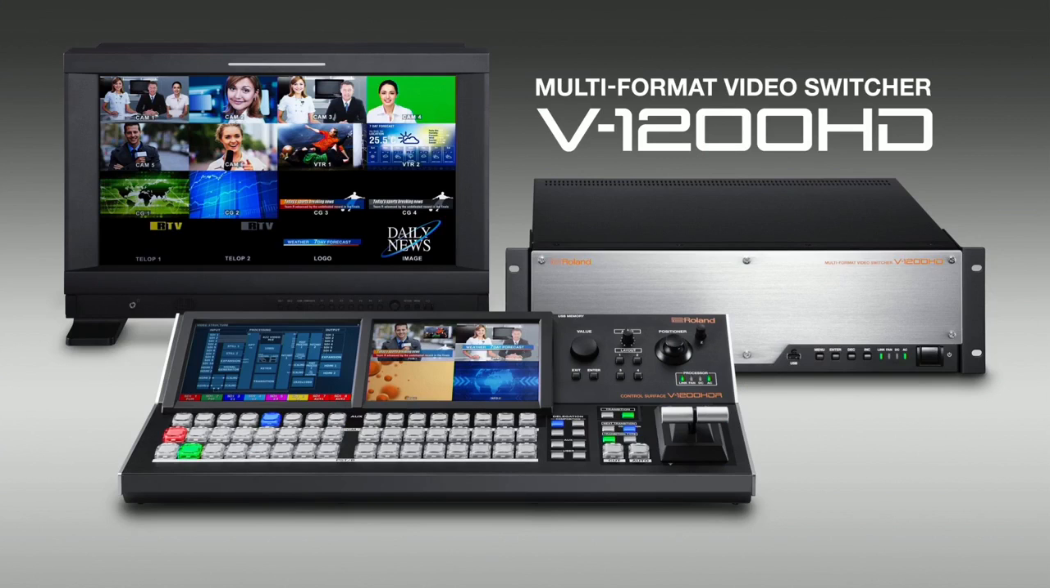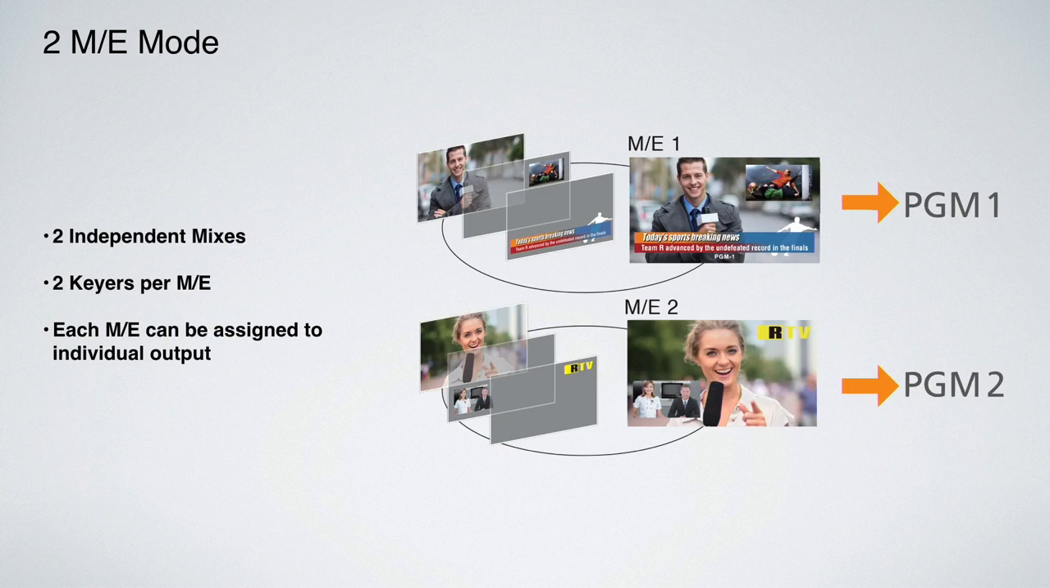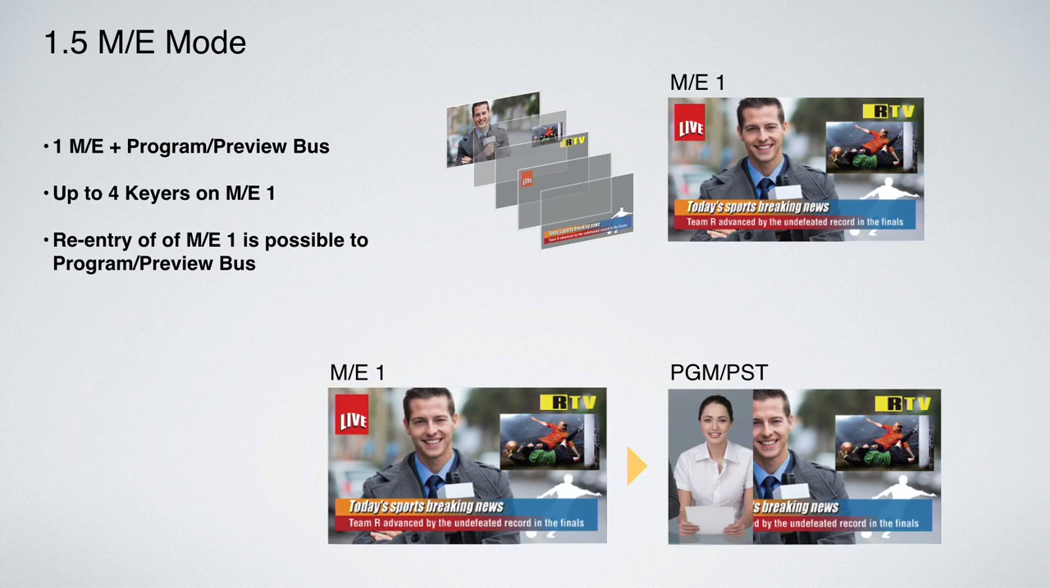So in 2ME mode, you get two independent mixes, two keyers per ME, and each ME can be assigned to an individual output. In 1.5 ME mode, you get an ME plus a program preview bus. And on the ME1, you get up to 4 different keyers. You can also take the re-entry of ME1 and put it to the program preview bus as shown below.